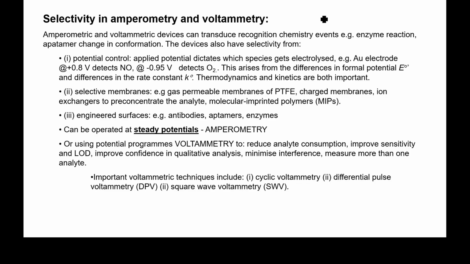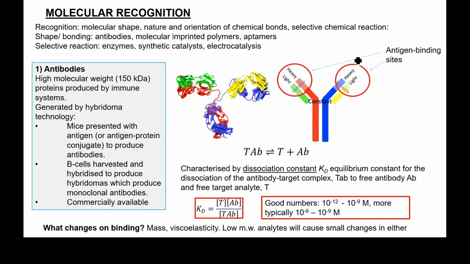So this can improve the sensitivity and limit of detection because your concentration gradients are steeper at short times. And so this might drag your current out of the noise and improve confidence in qualitative analysis by looking at the current voltage relationship and identifying peak potentials. And the important voltammetric techniques include cyclic voltammetry, differential pulse voltammetry, and square wave voltammetry.